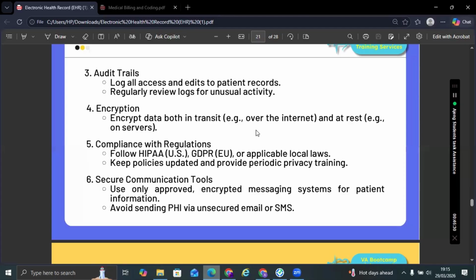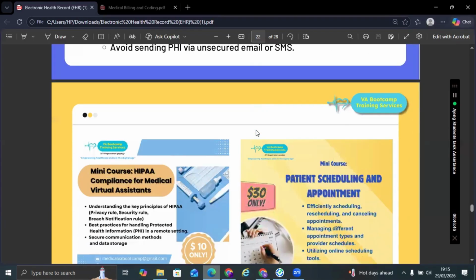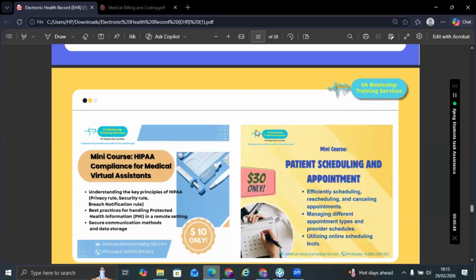And then secure communication tools. Use only approved and encrypted messaging system for patient information. Avoid sending PHI via unsecure email or SMS. Okay, that's all about the electronic health record.